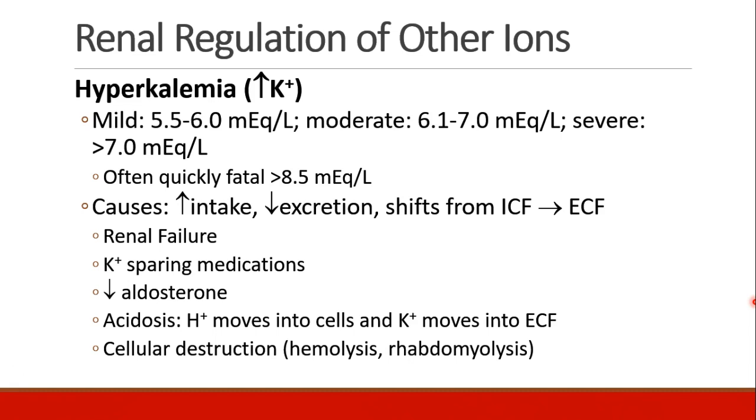Acidosis, basically, the way I like to think of it, is that it makes hydrogen ion move into the cells in order to attenuate some of that acidosis. When hydrogen ion moves in, potassium moves out. And so that's why acidosis creates hyperkalemia. Also, as we said before, cellular destruction leads to shifts of potassium from the ICF to the ECF.